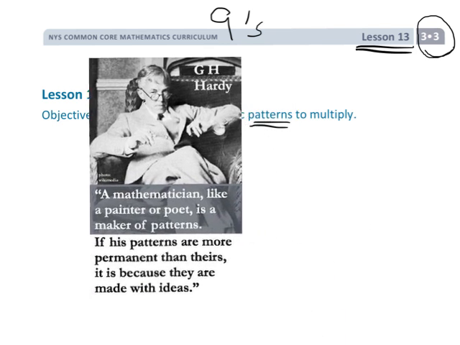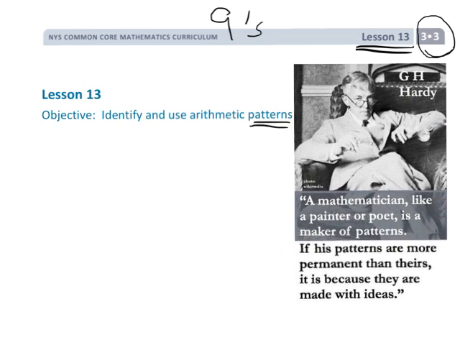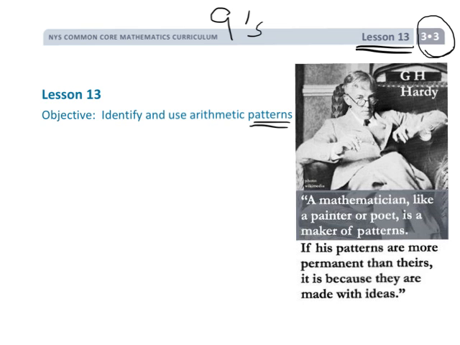There's this dude, his name's G.H. Hardy, super duper famous mathematician, and he nailed it. He says that a mathematician, like a painter or a poet, is a maker of patterns. If his patterns are more permanent than theirs, it is because they are made with ideas. So in this lesson, we're going to be looking for patterns, and they're interesting, and it's going to make learning math fun, but it's also going to help us learn those 9 times tables. So let's get going.